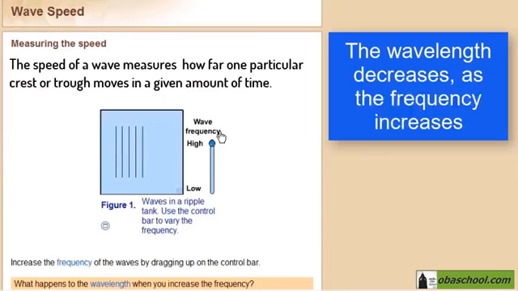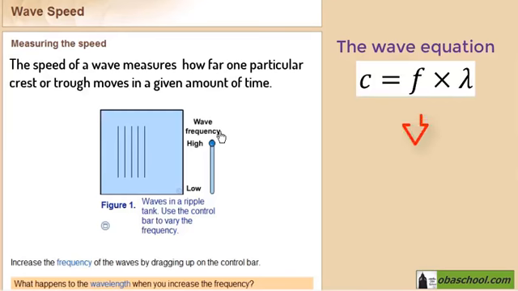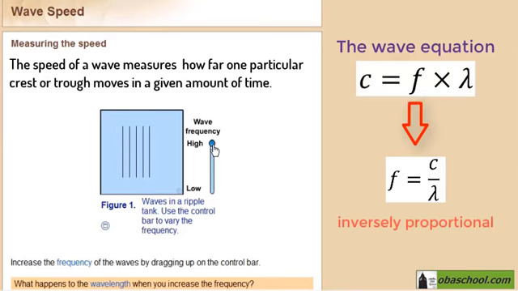So the wavelength decreases as the frequency increases. Let's return back to the wave equation. The wave equation states that the speed is equal to the frequency multiplied by the wavelength. If we rearrange this formula to obtain the frequency in terms of the wavelength, it rearranges to the frequency is equal to the speed divided by the wavelength. This means that the frequency and the wavelength are inversely proportional to each other by a constant factor, which is the speed of the wave.